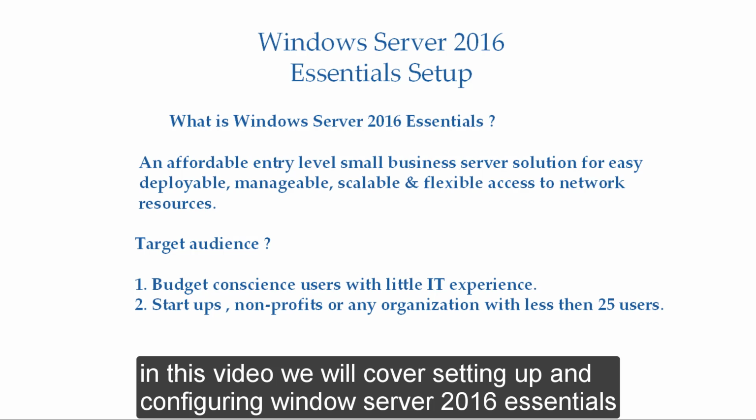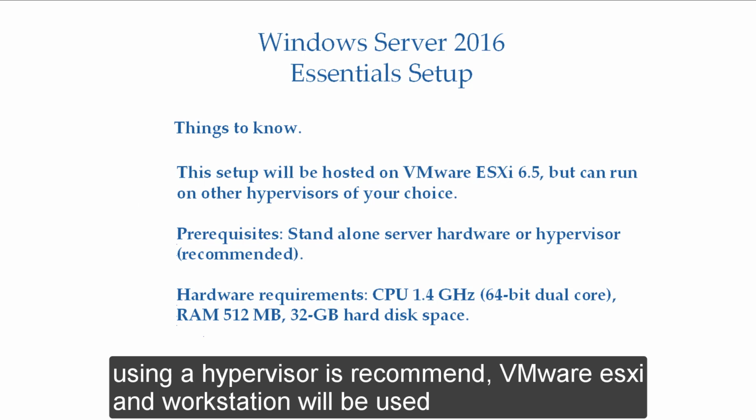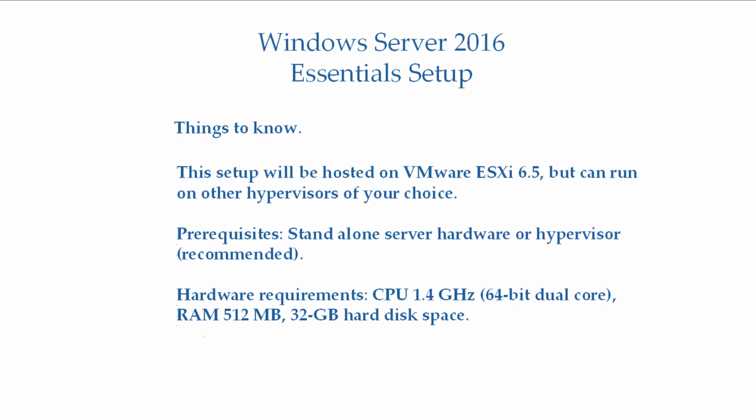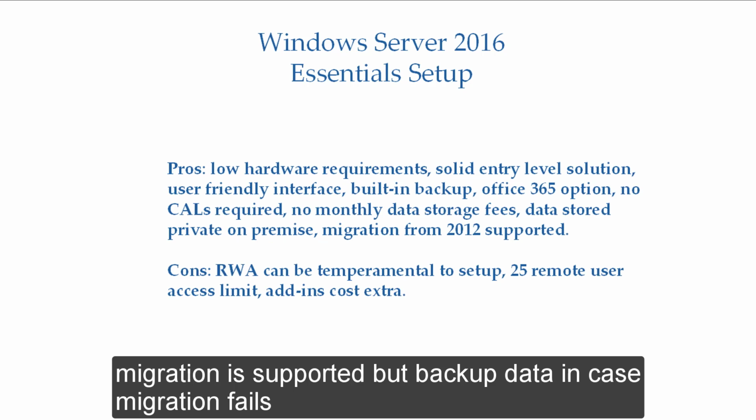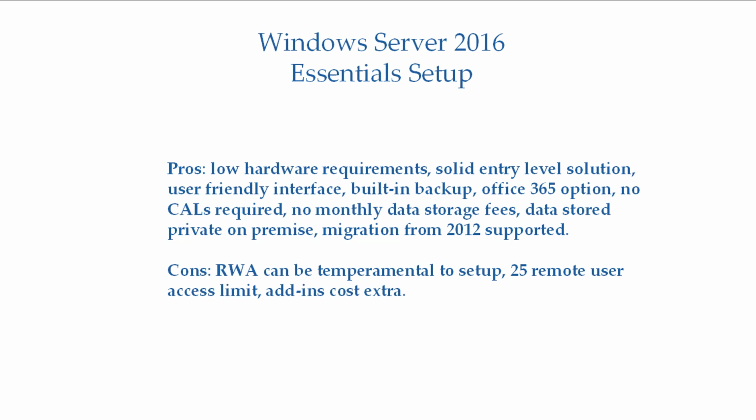In this video, we will cover setting up and configuring Windows Server 2016 Essentials. Using a hypervisor is recommended. VMware ESXi and Workstation will be used. Migration is supported with backup data in case migration fails. RWA is still tricky to configure and requires additional steps to work correctly.